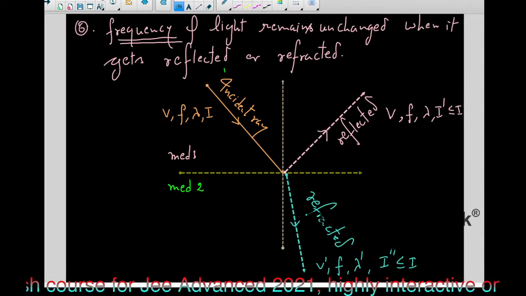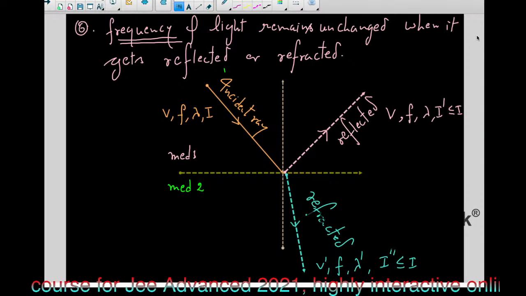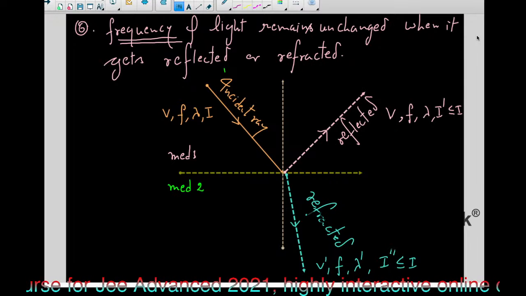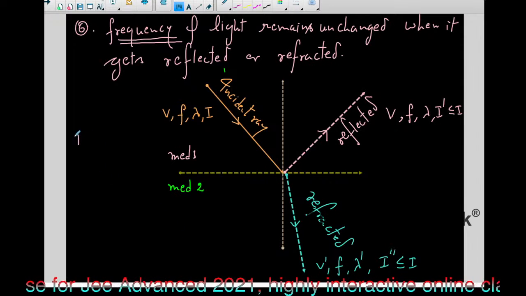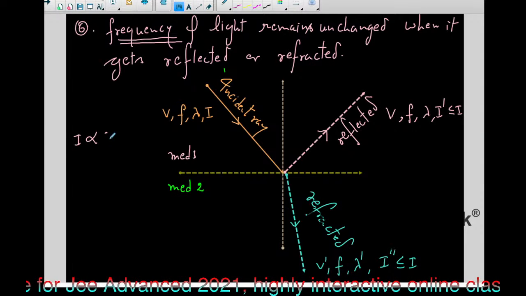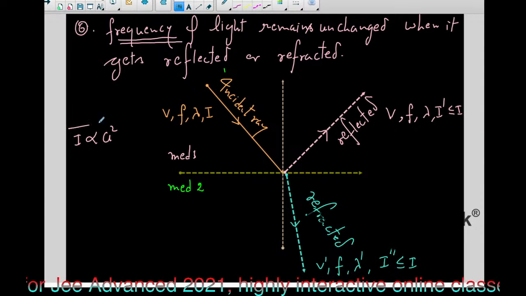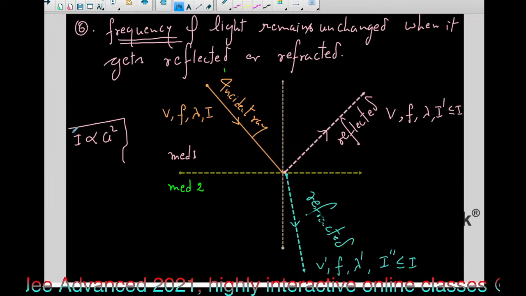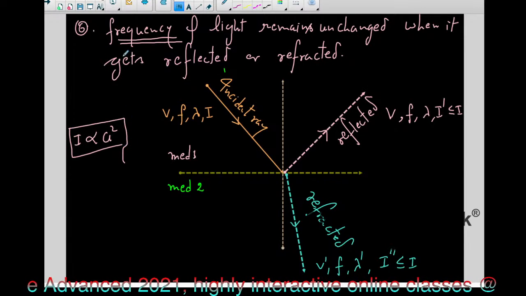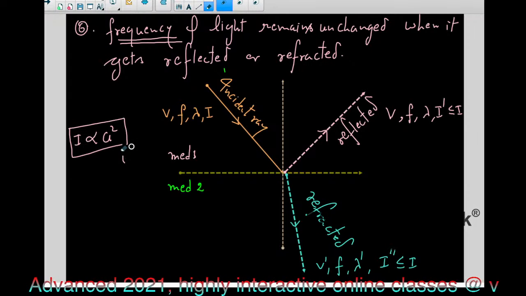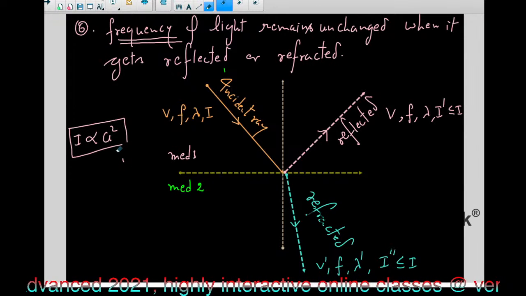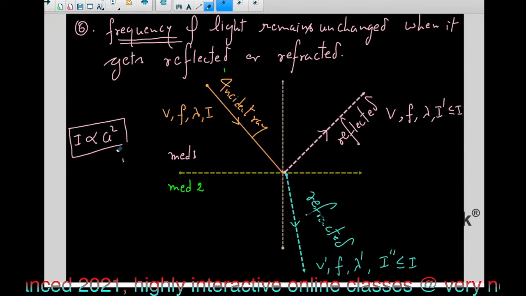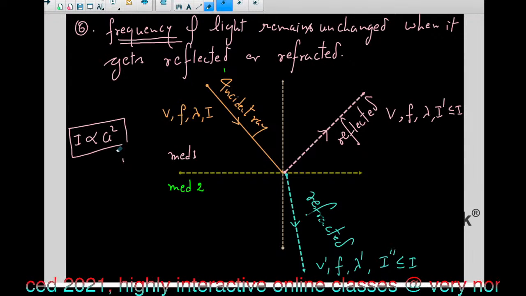Actually, this is not part of the syllabus. We have to go for this in wave optics, and then we have to decide. Intensity is proportional to the square of the amplitude. That is what happens here. In wave optics, we will discuss it in detail later on.